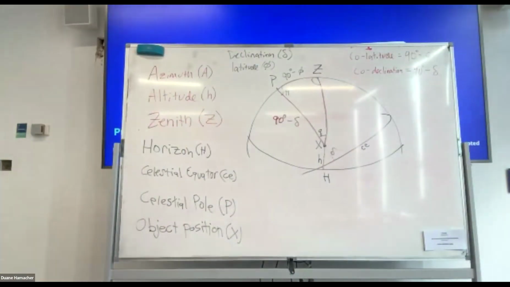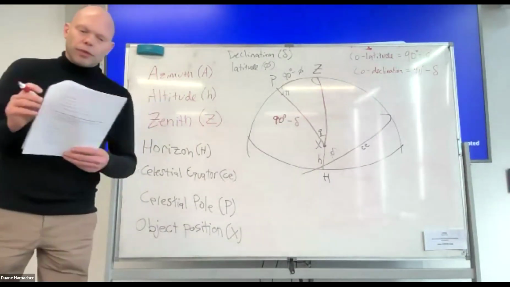All good? All good? Yeah. Wait, one question. What is that symbol inside the red triangle, the bottom angle? Q, we're just calling that angle Q for right now.